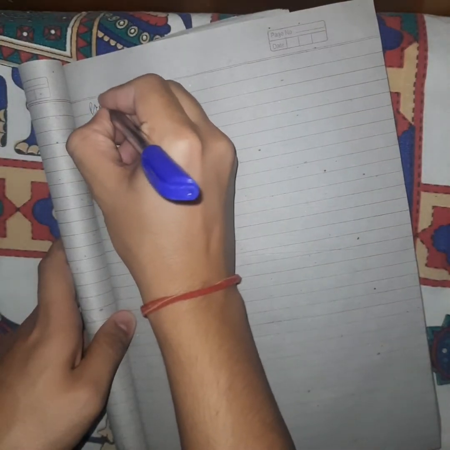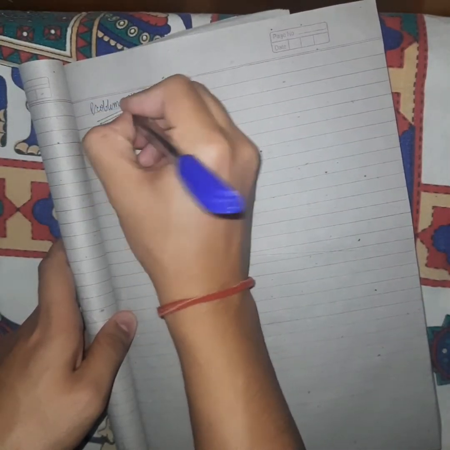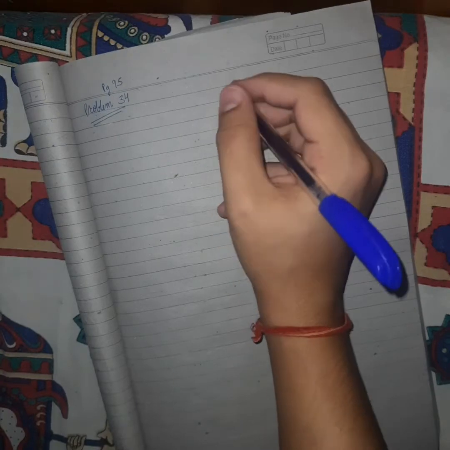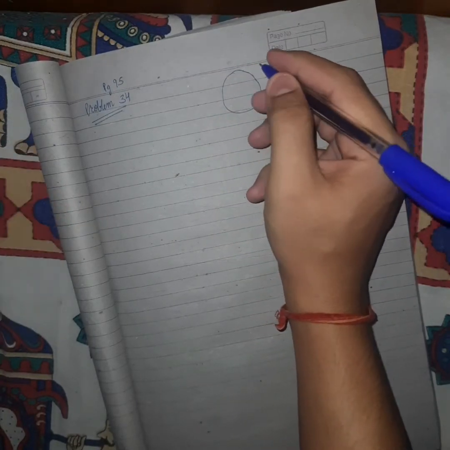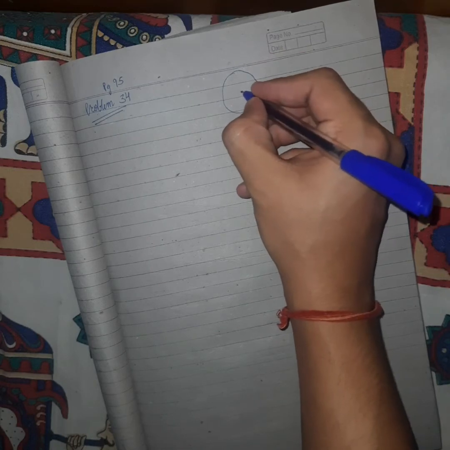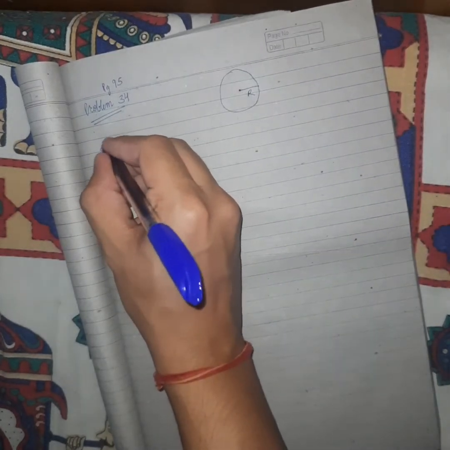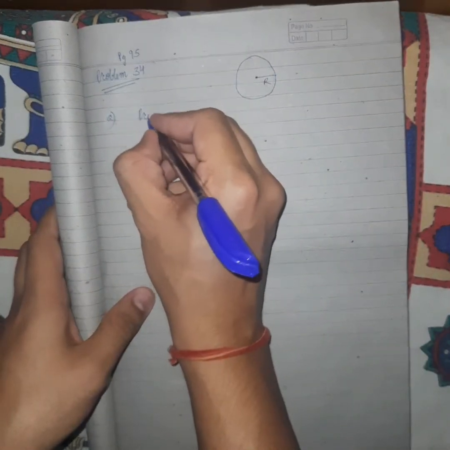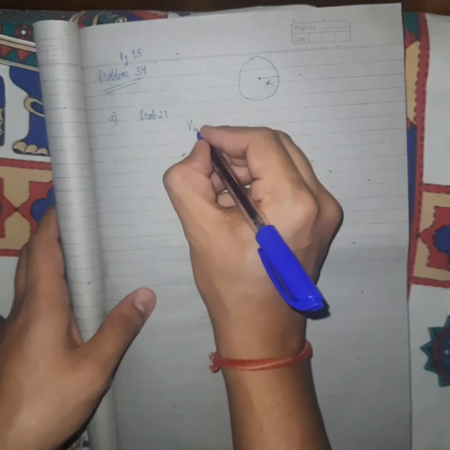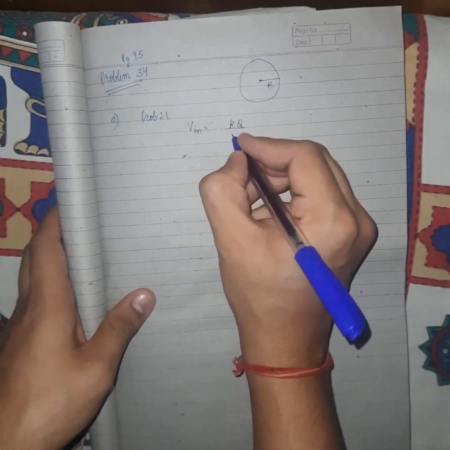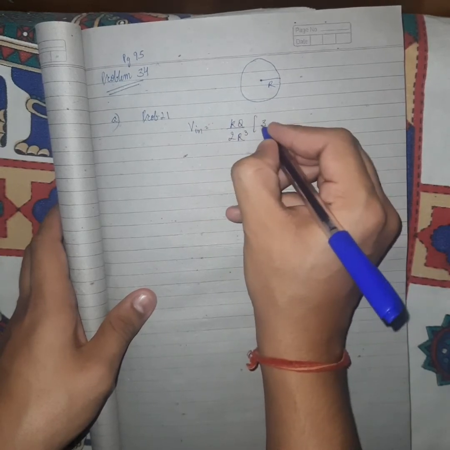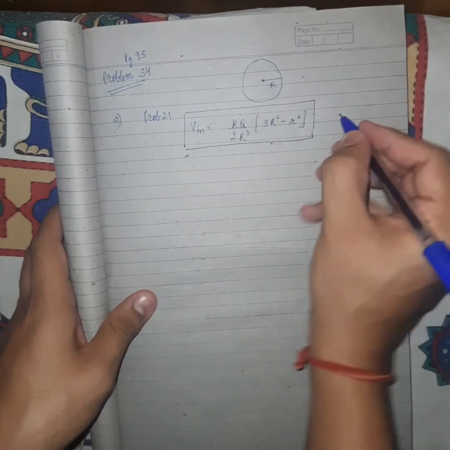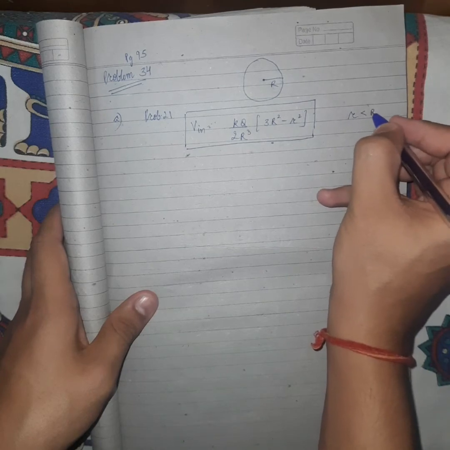So problem 34, page number 95. We have a solid sphere and we need to find the energy stored in it, and it is of radius R. The first part is by using the potential in problem number 21. In problem number 21 we found the potential inside the solid sphere was kQ upon 2R cube into (3R square minus r square) for inside, where r is less than R.